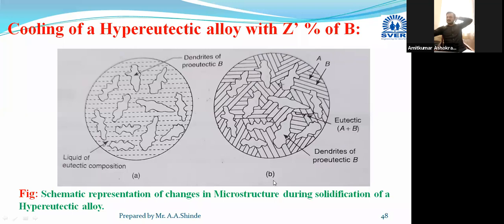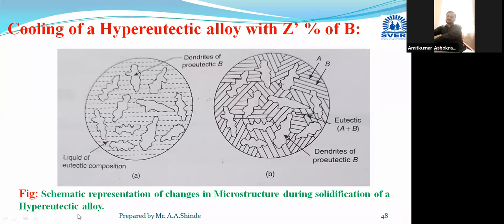In region 3 to 4, proeutectic B in the form of dendrites. It is dendrites of proeutectic B and eutectic mixture of A and B. So these are the microstructural changes occurring during the solidification of hypereutectic alloy. This is for hypereutectic alloy.